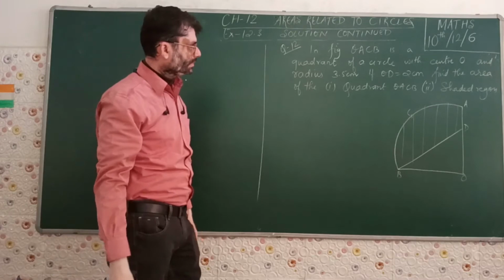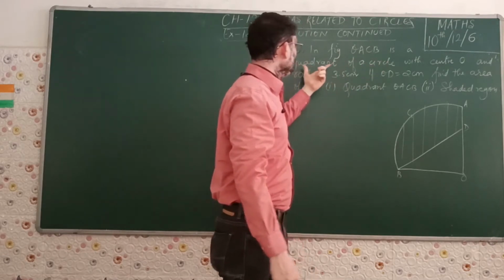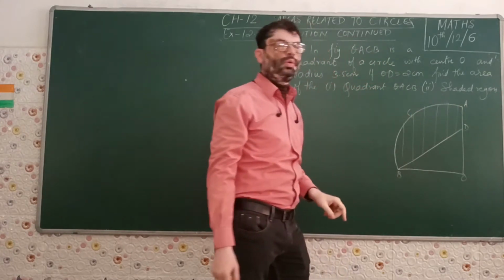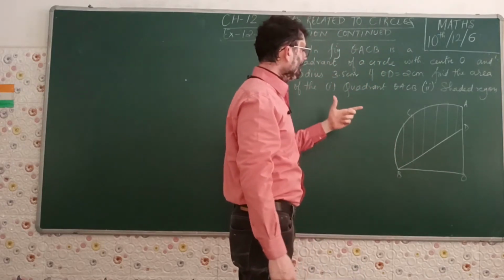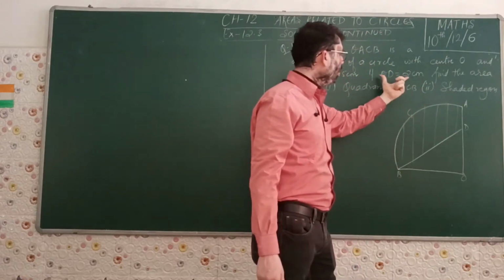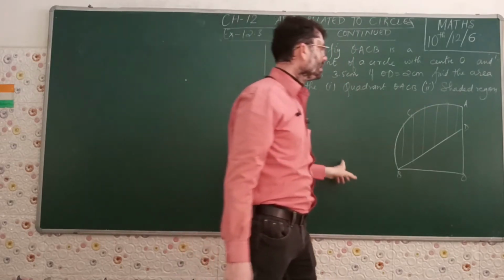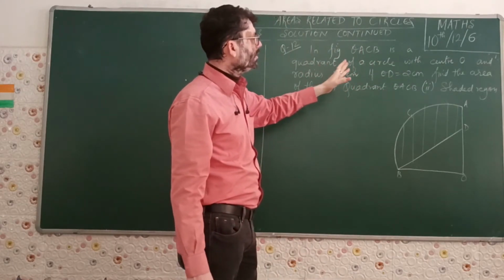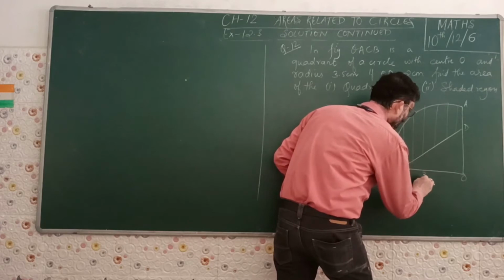Question number 12. In the figure, that is the figure is given to us. OACB is a quadrant of a circle with center O. We need to find the area of the quadrant OACB and the area of the shaded region when OD equals 2 cm is given to us. Moreover, we are given the radius of the circle. Let us move on to the question once again as a whole. In the given figure, OACB is the quadrant of a circle with center O and radius 3.5 centimeters. So radius is 3.5 centimeters.